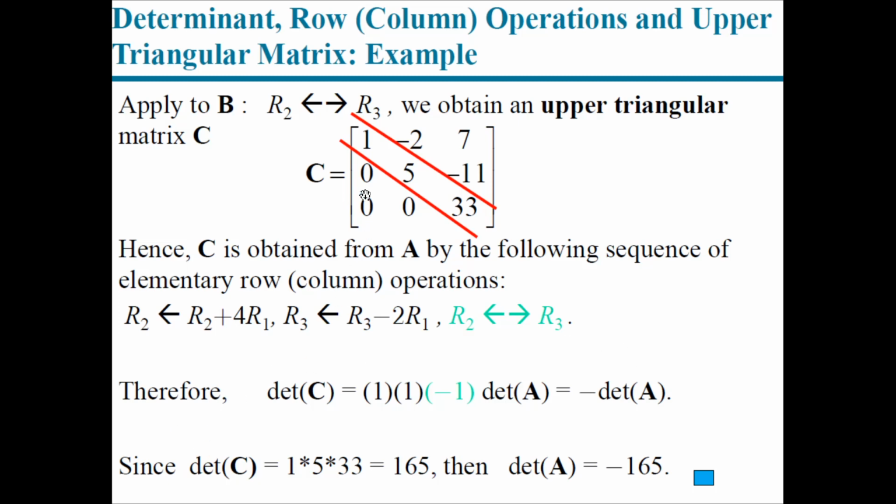Since determinant C is very easy to compute, this product of diagonal terms is 1 times 5 times 33, it's 165. Therefore, determinant of A is negative 165. So I get it from here.